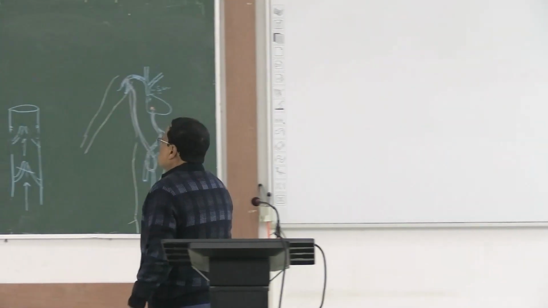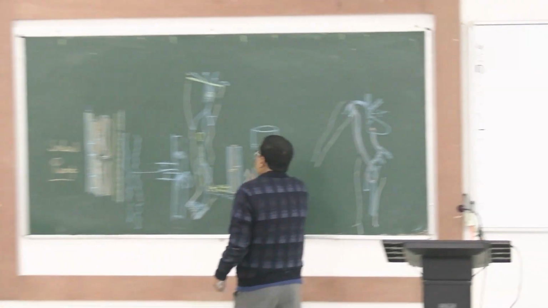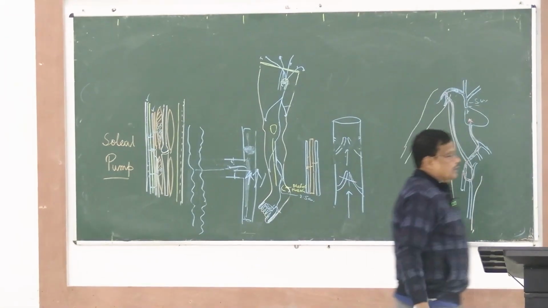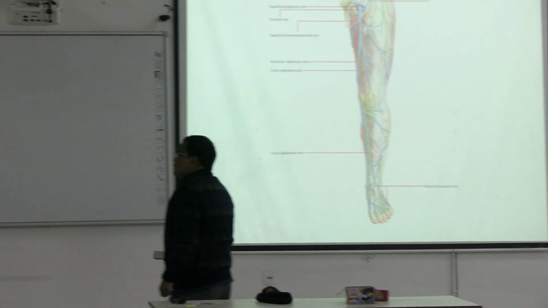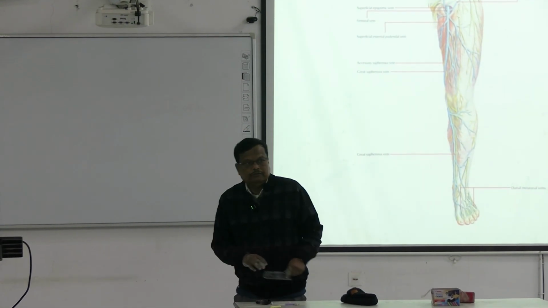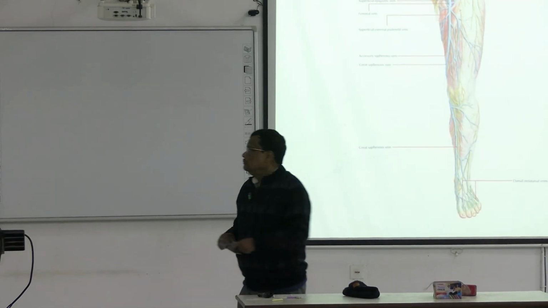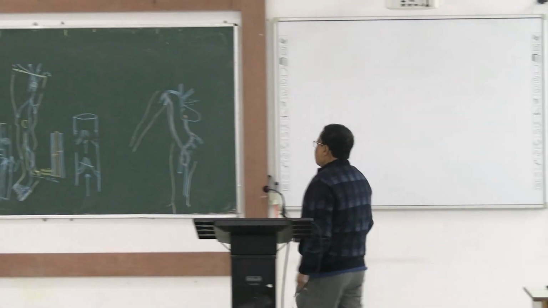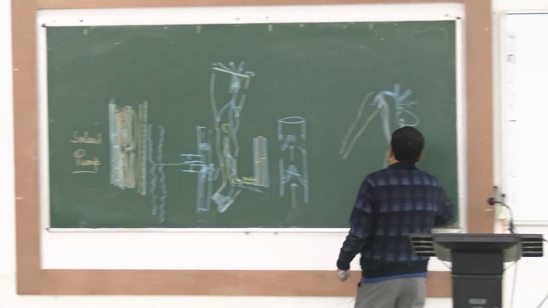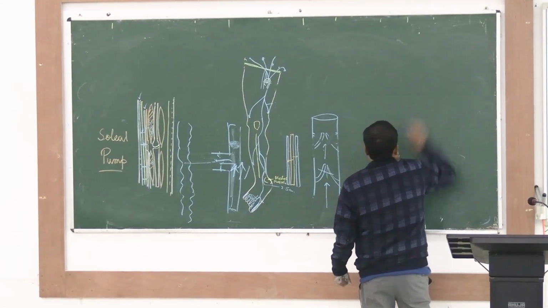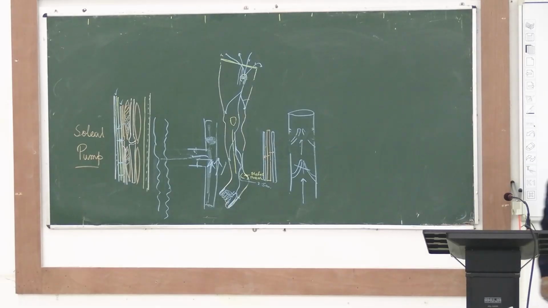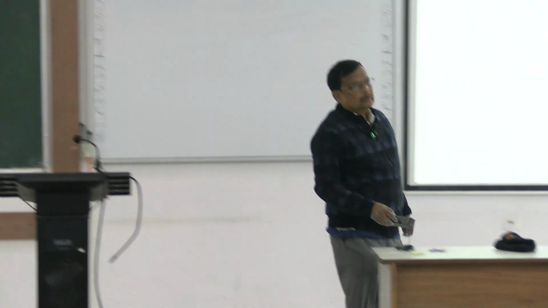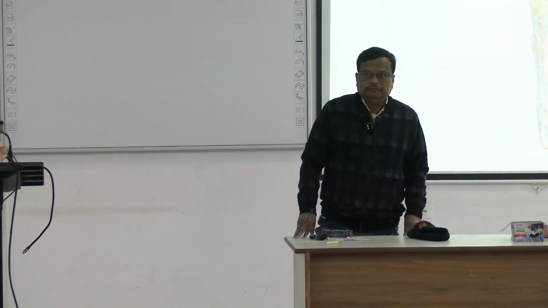So all the tributaries of the great saphenous vein. Next I will say, there occur perforating veins, which communicate the great saphenous vein with the deep veins.